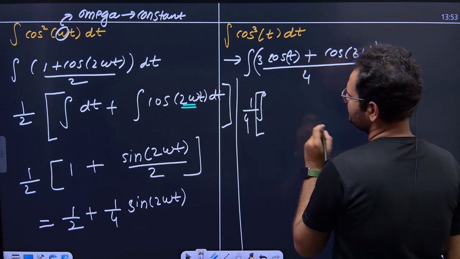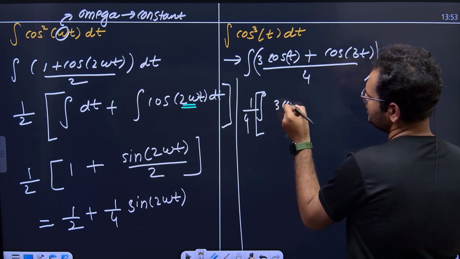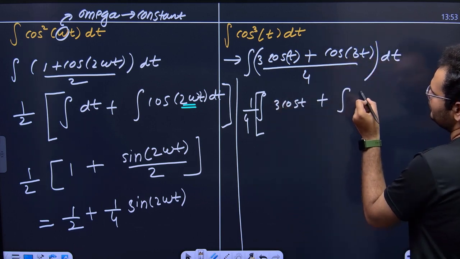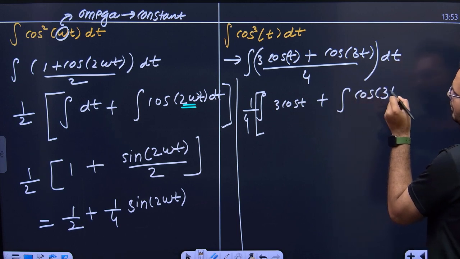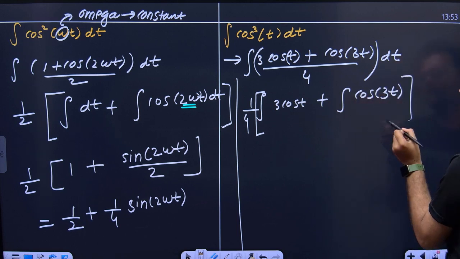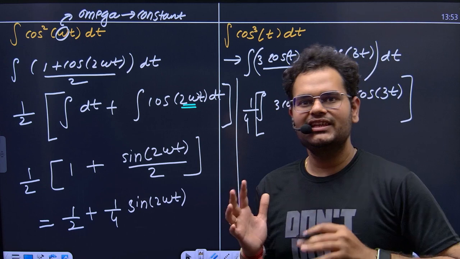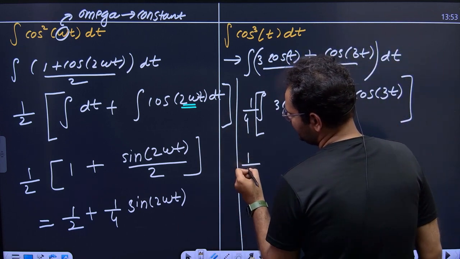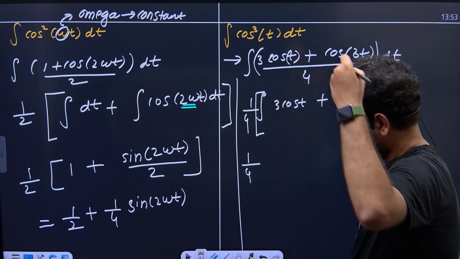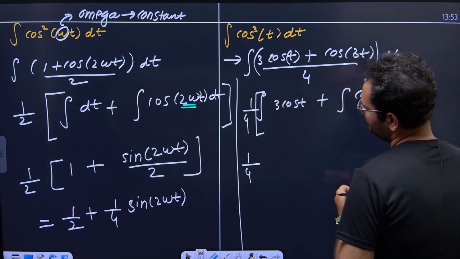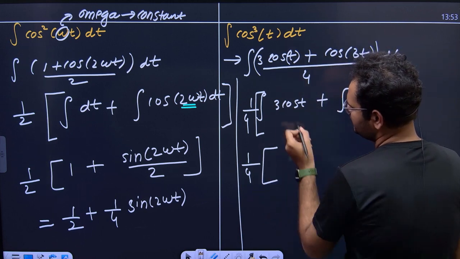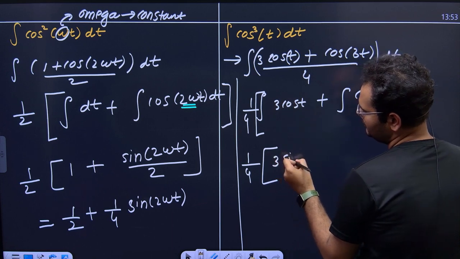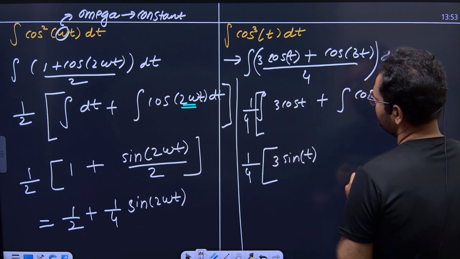Integration of, focus, very important, 3 cos t plus integration of cos of 3t. See, these are like JEE level questions. I don't know whether they will come or not in NEET, but we have to practice. Looking at this year's paper, we have to be ready for a level up. So what is integration of 3 cos t? Sine. So 3 sin t. Very good.